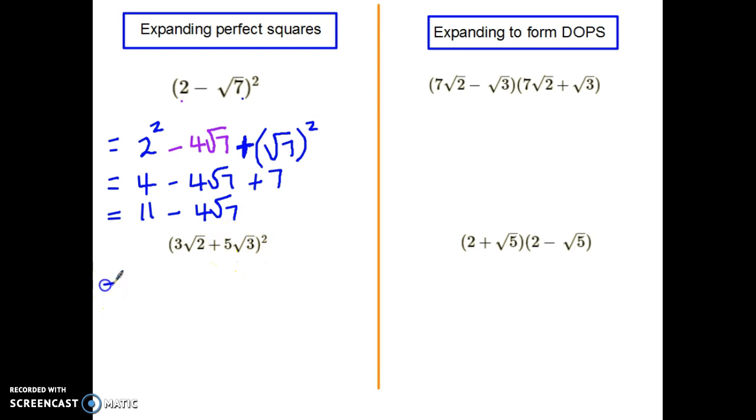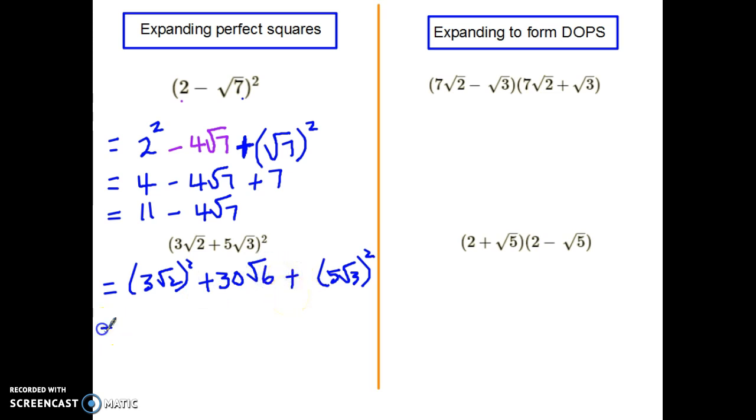This one here, square the first one, 3 root 2 squared. Root 2 squared, actually I might just leave it like that and we'll expand it in a moment. Then my last term is going to be 5 root 3 all squared. To get the middle term, I multiply them together and double it. So I'm going to get 15 root 6. When I double it, I'm going to get 30 root 6.